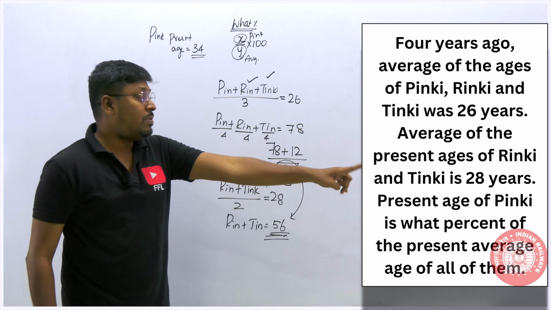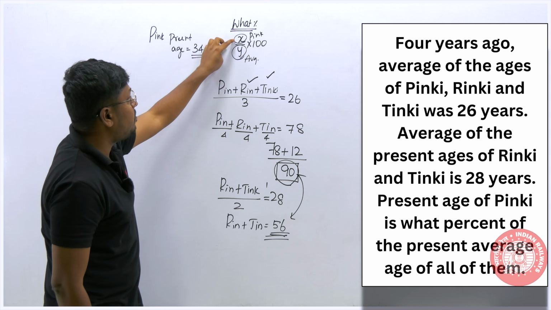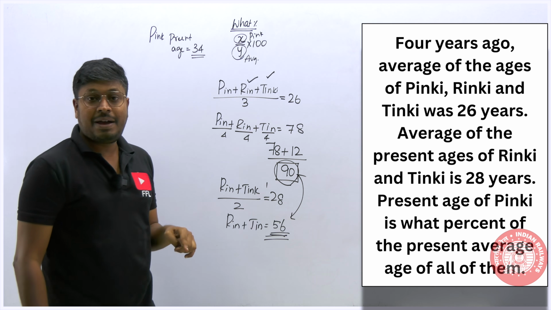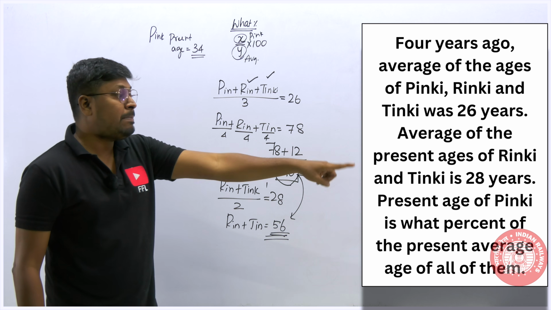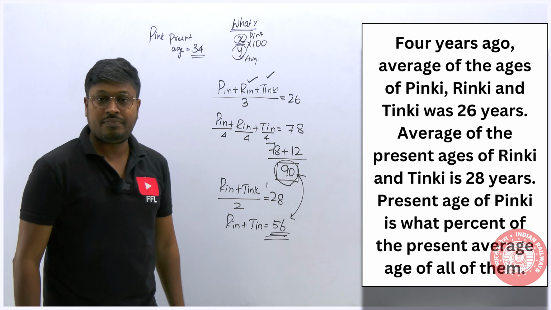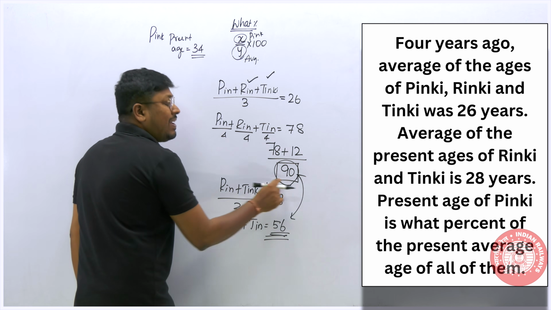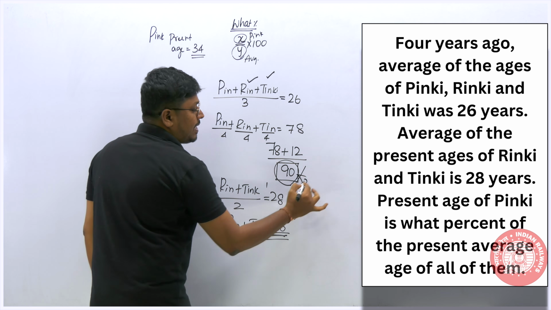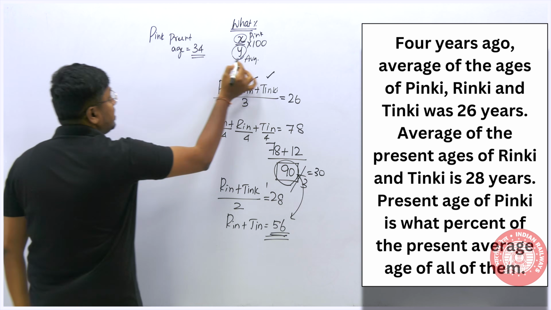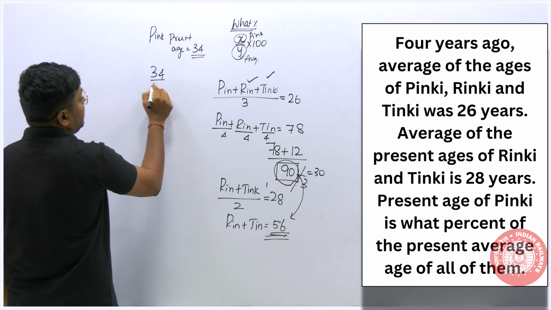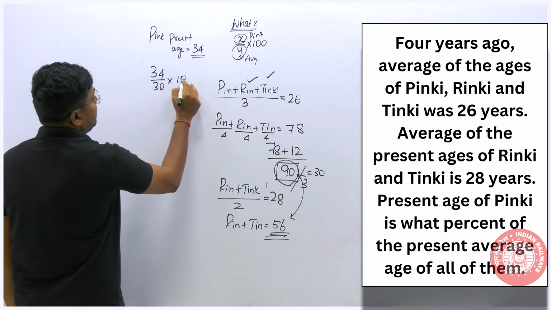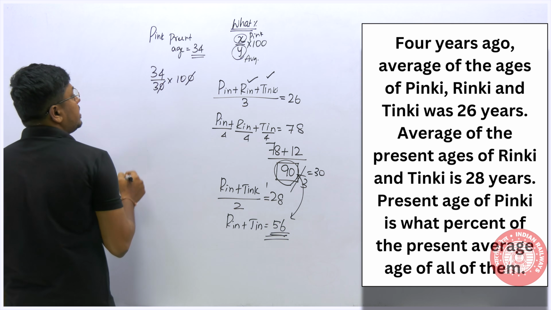So finally we found 34, Pinky's present age, the numerator. What is the denominator value? The denominator value is the present average age of all of them. We know the present age of all of them together is 90, but we have to find the average. Just divide by 3, which is 30 years. So the denominator value will be 30 into 100. So that's it. We can cancel 0 and 0 here.